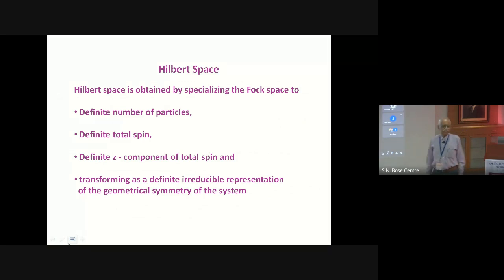What is Hilbert space? Hilbert space is obtained by specializing the Fock space to a given number of particles. If you want a given total spin, and if you further want a given z component of it. So if you do that, definite number of particles, definite total spin, definite z component of total spin, then you actually specialize this Hilbert space, and you can even have a spatial symmetry the system has, or symmetries like electron hole symmetry, then you can have a point group. Look at the representations of the point groups, and you can have functions transforming as representations of the point groups, and they form the Hilbert space.